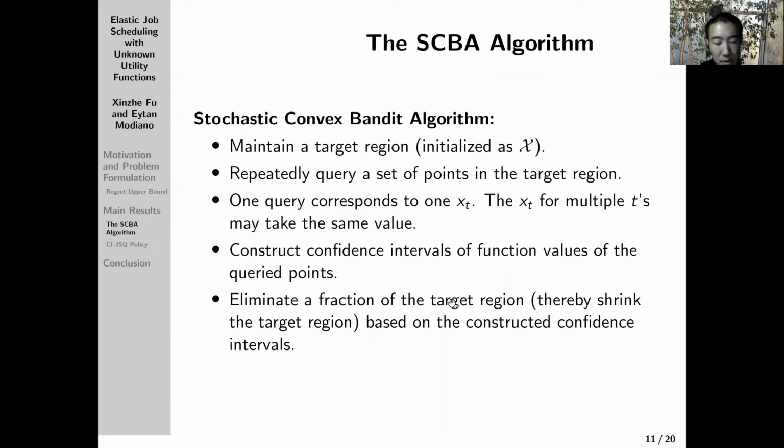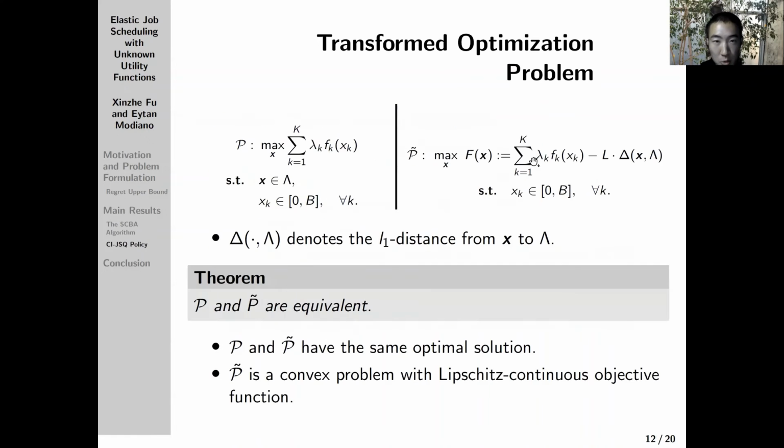From this description, we can see that SCPA will not work without knowledge of the feasibility region. So to extend it for the elastic job scheduling problem, we start with the original optimization problem P and create a transformed problem P tilde. In P tilde, delta denotes the L1 distance to the set Lambda. So P tilde is basically P with the hard constraint replaced by a penalty term.